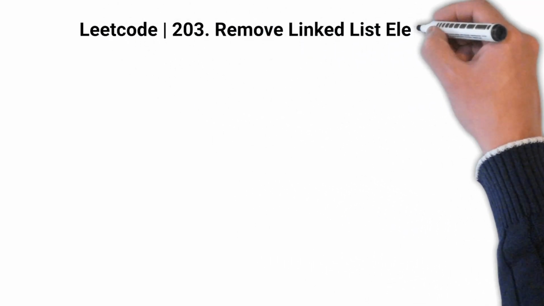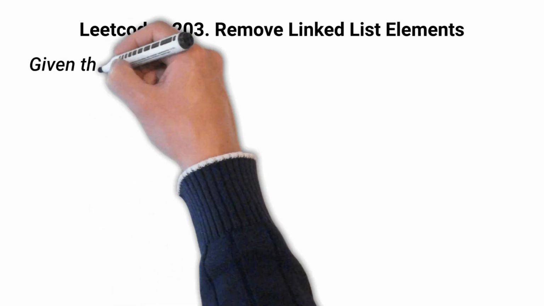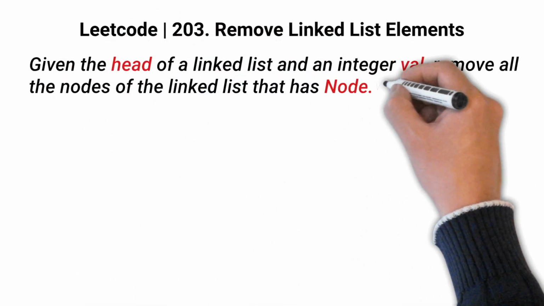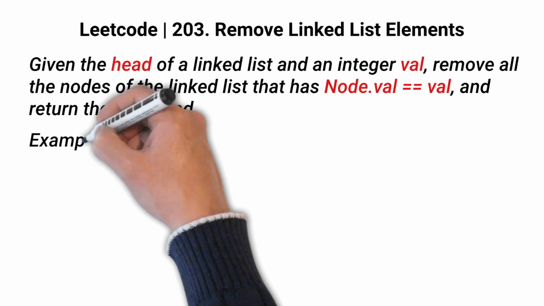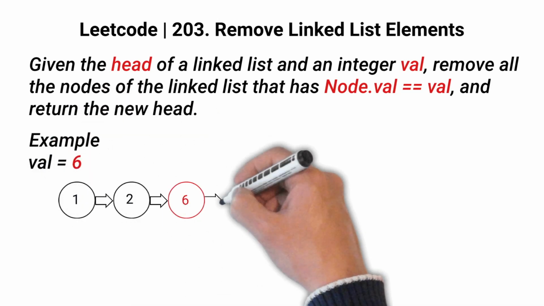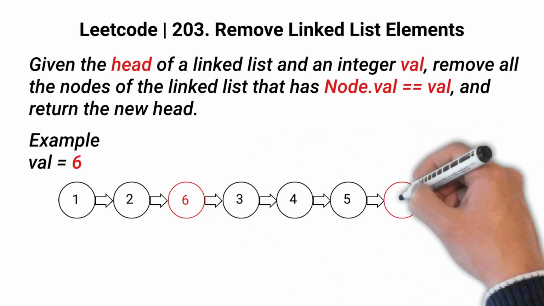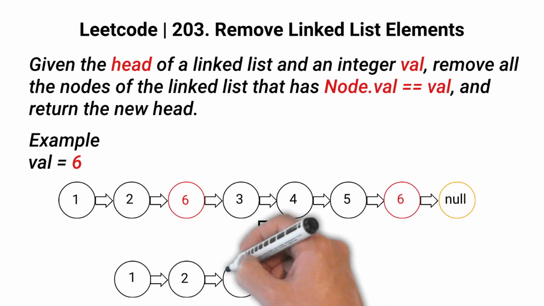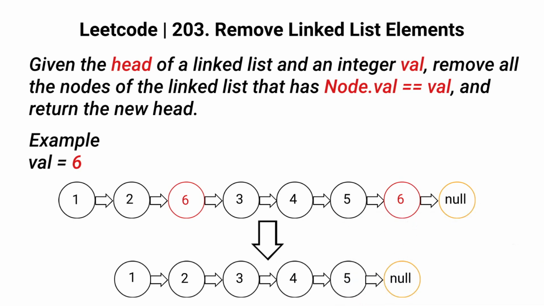Today we're looking at LeetCode question 203, remove linked list element. Given the head of a linked list and an integer val, remove all the nodes of the linked list that has node.val equal to val and return the new head. Example where val is equal to 6. We've got nodes 1, 2, 6, 3, 4, 5, 6 and null. You can see below that the two 6s have been removed, leaving 1, 2, 3, 4, 5 and then null.